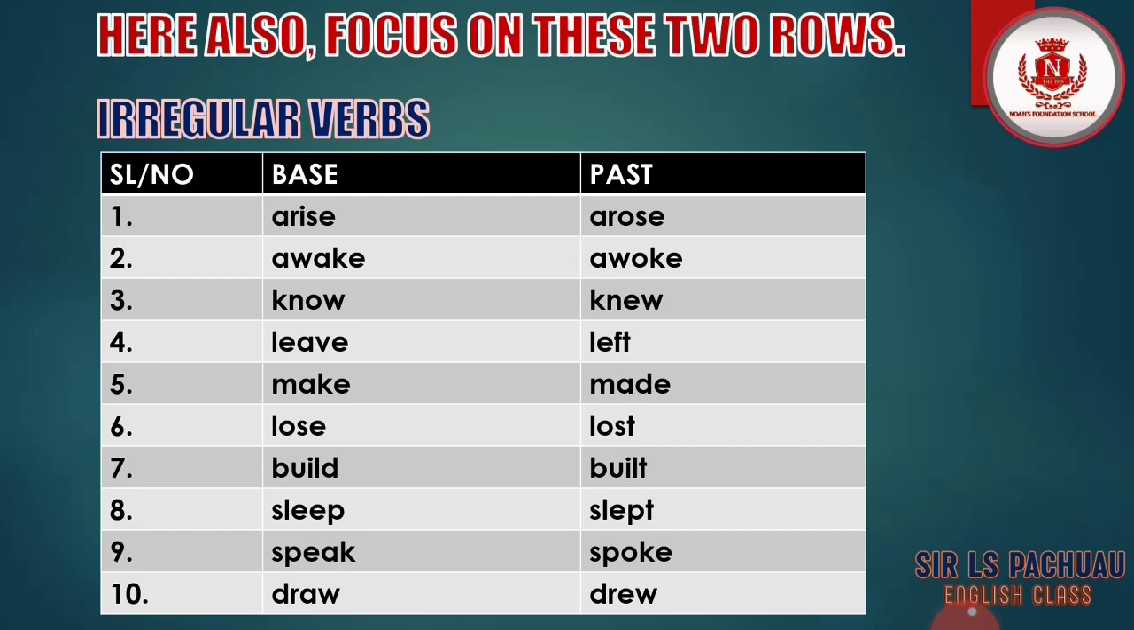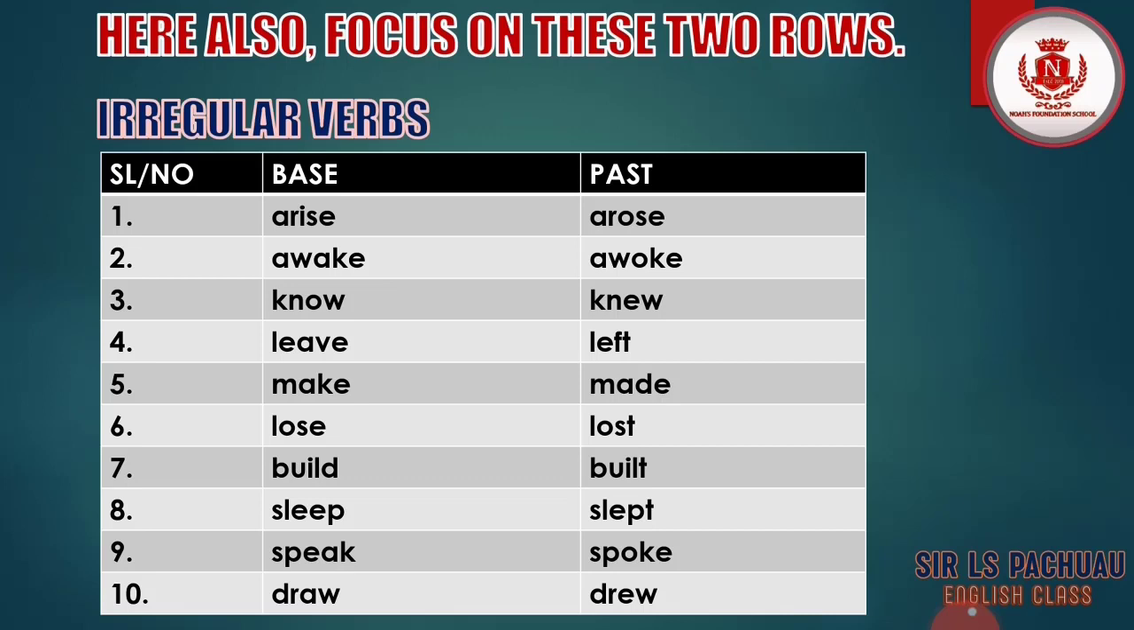Understand? Build also becomes built. Sleep also will be slept. And speak also will be spoke, not speak it. Draw also, not drawed, D-R-A-W-E-D. No, D-R-E-W, drew. Okay, so those are irregular verbs.